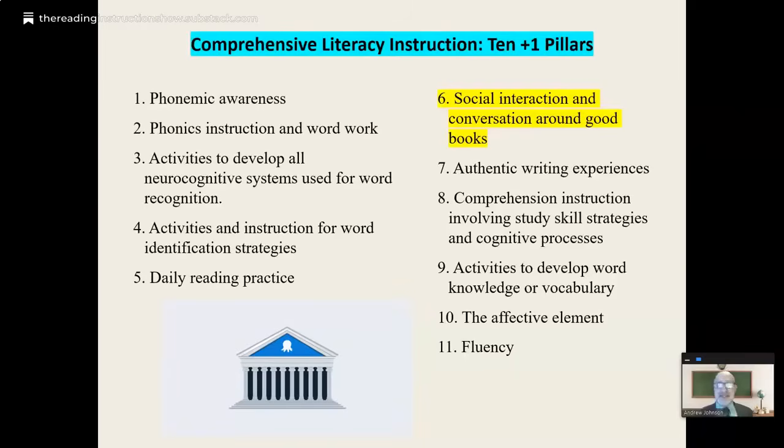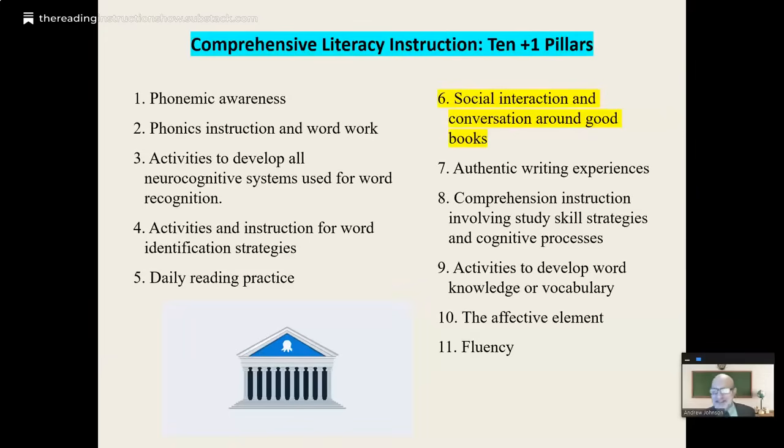A theory in terms of science is a way to explain a set of facts and explain things. Now, let's take a look, first of all, at comprehensive literacy instruction and what this has to do with Vygotsky. The 10+1 essential pillars, you see them here. And one of them is number 6, social interaction and conversation around good books, around writing, and just conversation in general is and should be an important part of a comprehensive literacy program, an important part of learning how to read, an important part of learning how to write.